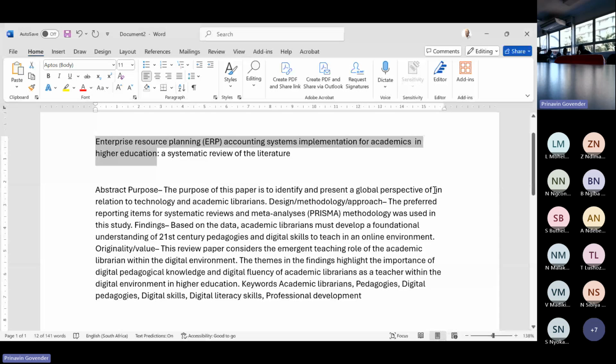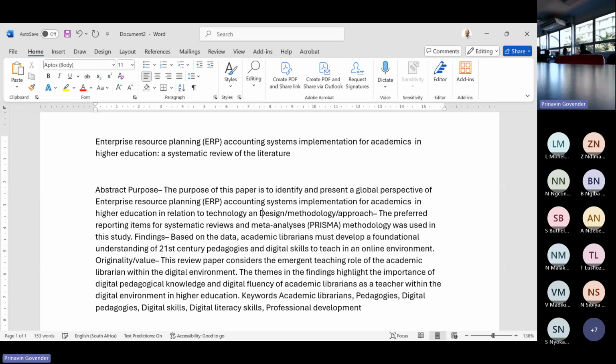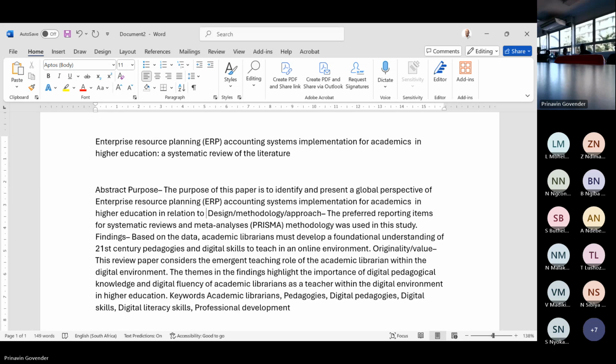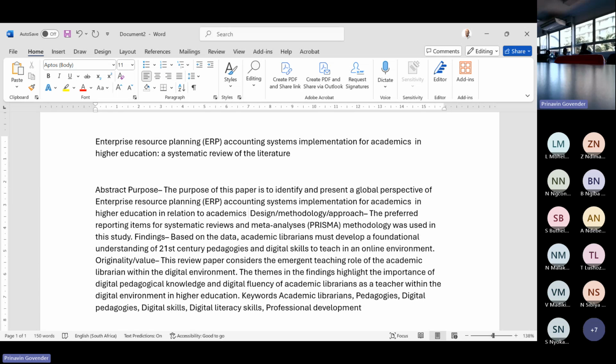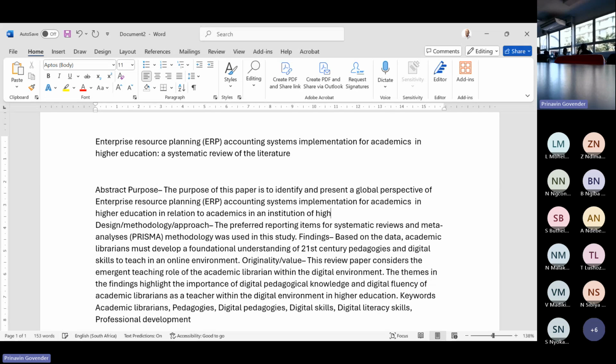Control C of ERP accounting systems in relation to, I'm not going to say technology and academic librarians. I'm going to say in relation to academics in an institution of higher learning, right? That sounds better than saying at a university of technology. Or I could have said if I wanted to, right? It all depends. So I'm going to say in relation to academics in an institution of higher learning.